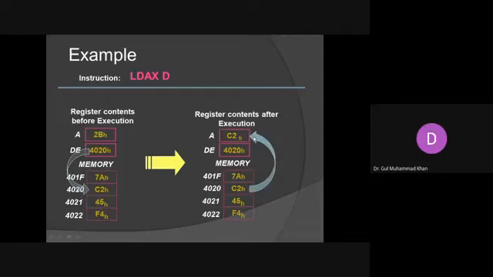Now let me repeat the overall process. LDAX D is an indirect addressing mode. It's a one byte instruction. And when you specify LDAX D, it means that register DE is having the address. So you go to the address, you check out what is the data there, and load that to the accumulator. So once this instruction is executed, the content specified by register DE is going to be loaded to the accumulator. So this is LDAX D. It's a one byte instruction.